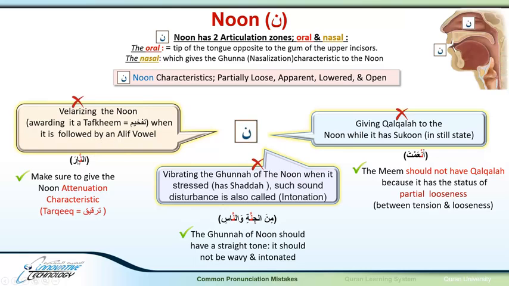Some people, because the alif could be velarized, tend to also velarize the noon before, and this is not right. And as we said, the right way is to say an-nar, not an-nar. So make sure you give the noon the attenuation characteristic, the tarqiq characteristic that it should have.